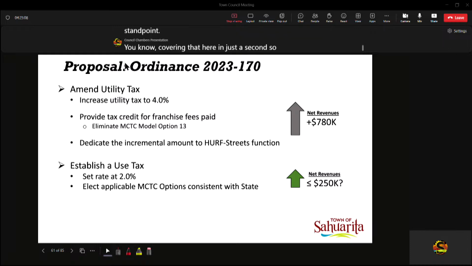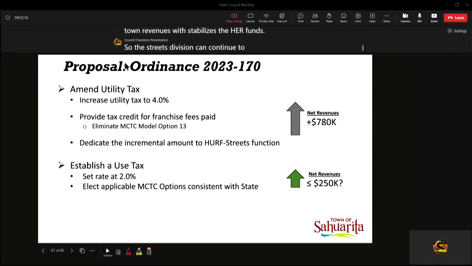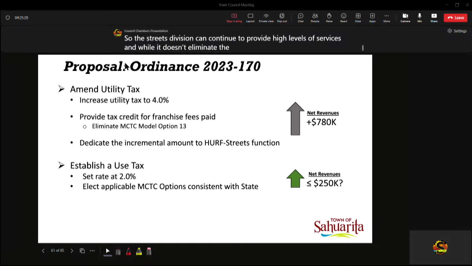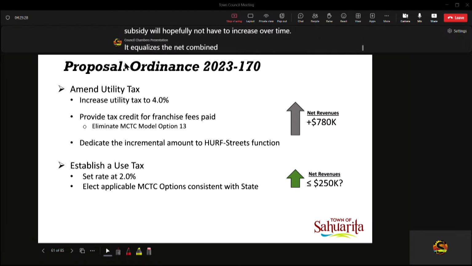So this proposal meets the following objectives. It helps to diversify town revenues. It stabilizes the HURF fund so the streets division can continue to provide high levels of services. And while it doesn't eliminate the need for general fund subsidy, that subsidy will hopefully not have to increase over time. It equalizes the net combined taxes amongst the water, gas, and electric utility companies.